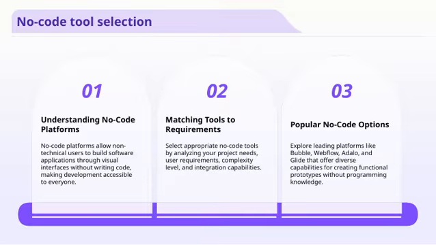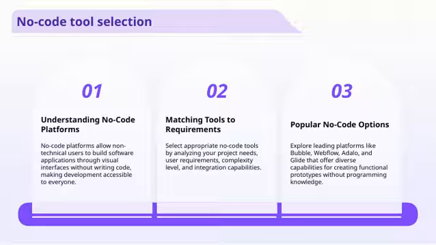Next, when choosing the right tools, it's important to match them to your specific requirements. Think about what your project needs. Consider the features, user requirements, the complexity level, and how well the tools can integrate with other systems you might be using. Picking the right platform means aligning its capabilities with your goals.